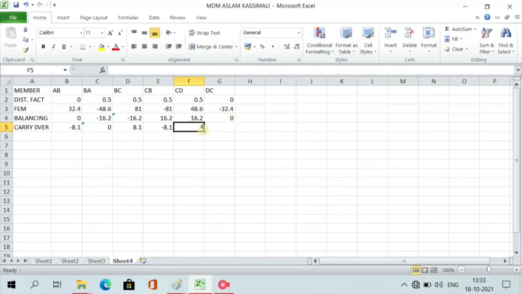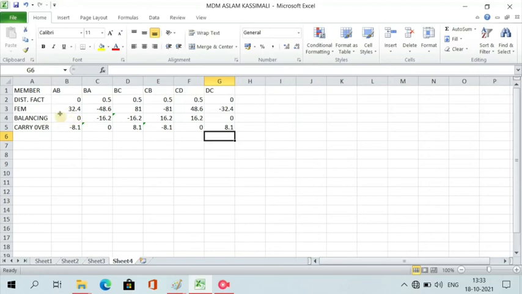We got. Now for CD, DC will be the parent. So for DC here we have 0, so we will get 0, but better to apply the formula. Equal to G4 divided by 2, we will get 0 only. And for DC we have the far end as CD. So press equal to sign, F4 divided by 2 only. Press equal to sign, we will get 8.1.